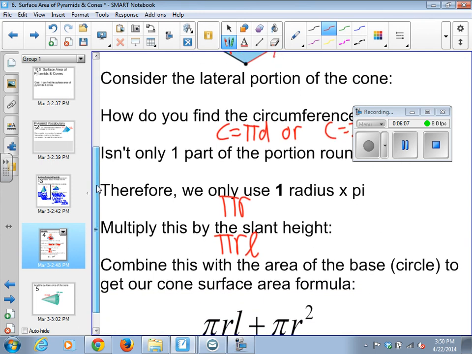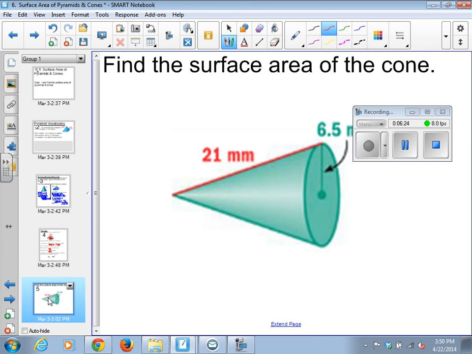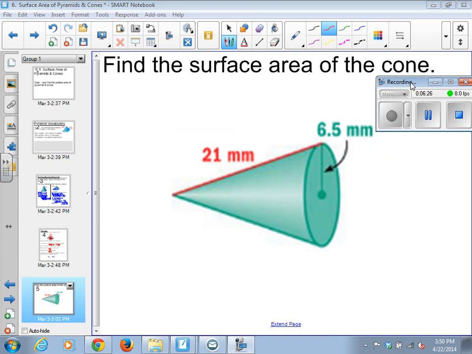We combine this with the area of the base to get our cone surface area formula, pi r L plus pi r squared. That's the formula we're going to use to help us find the surface area of this cone. So we notice that we have a cone with a radius of 6.5 meters, and our slant height is 21 meters. So we go ahead, write out the formula: pi r L plus pi r squared.